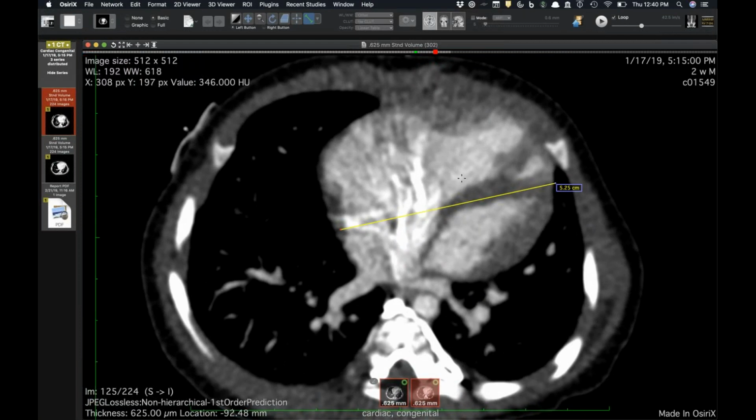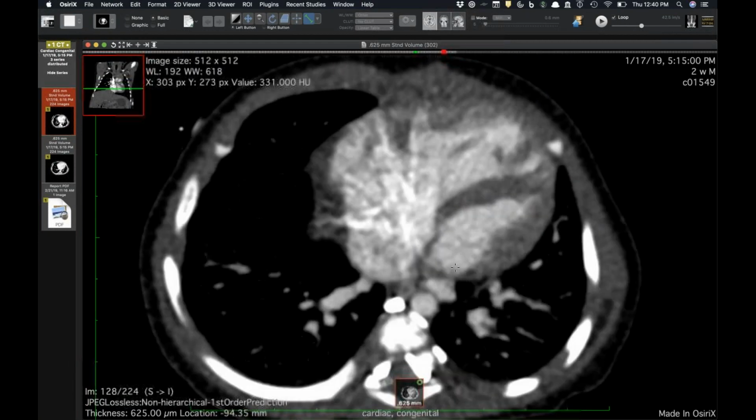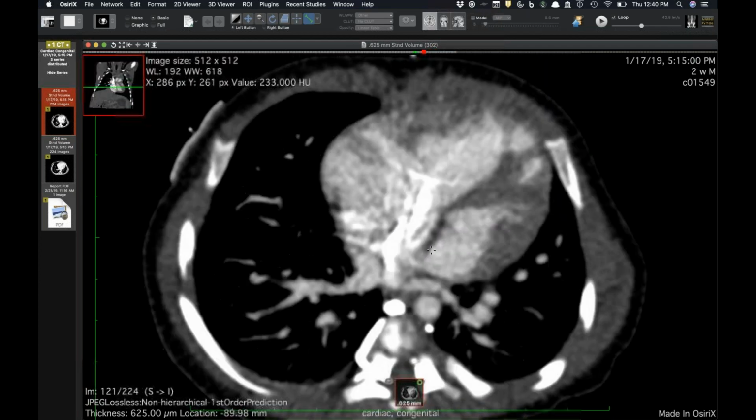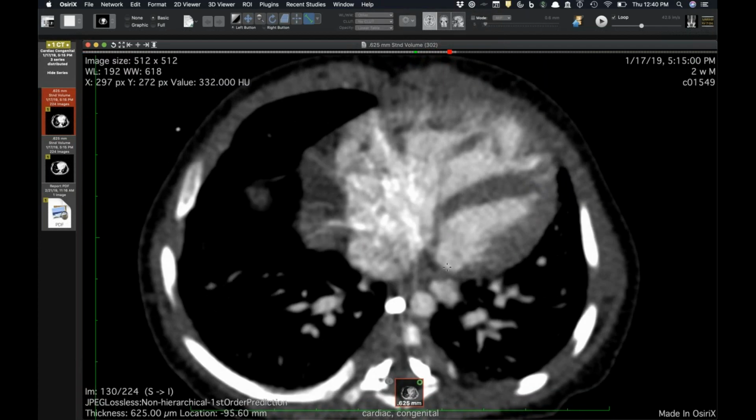So I don't know. I can't remember the last time I saw an intracardiac total anomalous pulmonary venous return, if this is what happens in a lot of those cases or not. But I just thought that was kind of an interesting developmental abnormality.